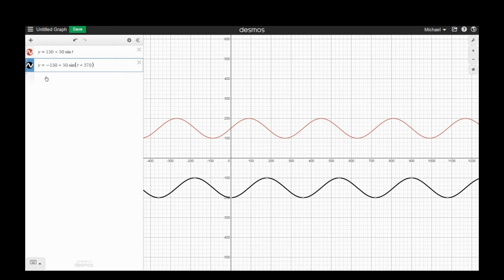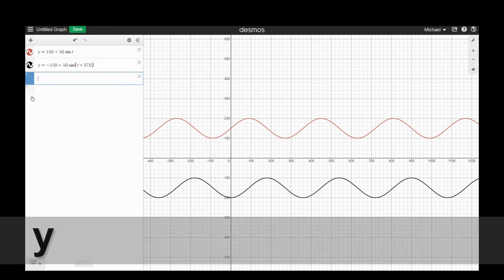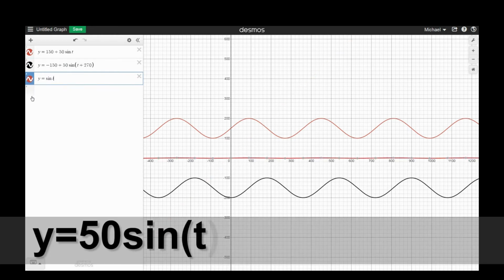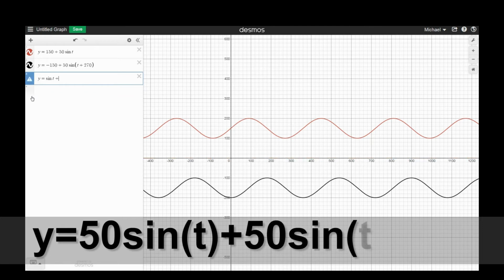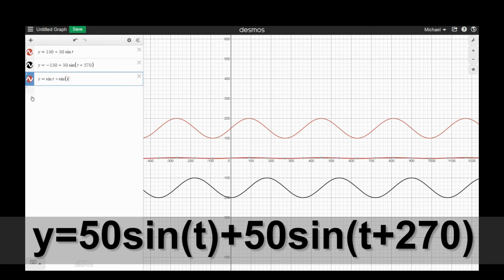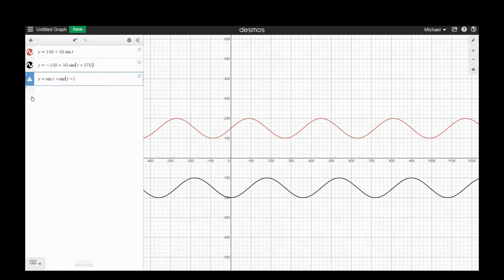Now I've got some space and I want to plot the addition of these two waves. And I want to plot it right on the center line. So I'm just going to write y equals sine t plus sine t plus 270. Now, where is it? We forgot the multiplier. We forgot the 50. Okay, so that's caused it to disappear. Now, how do you want to put the 50 in there? Do you want to put a 50 in front of each or put a 50 up front? It doesn't matter. I'll put a 50 here and a 50 here.